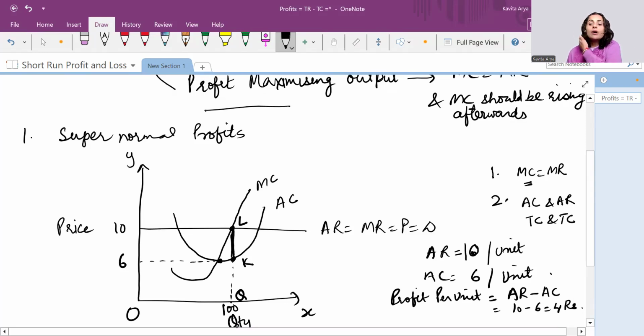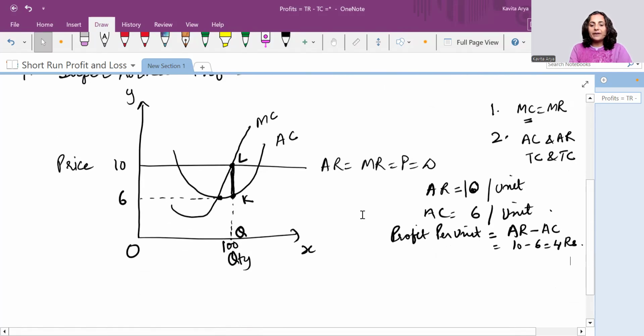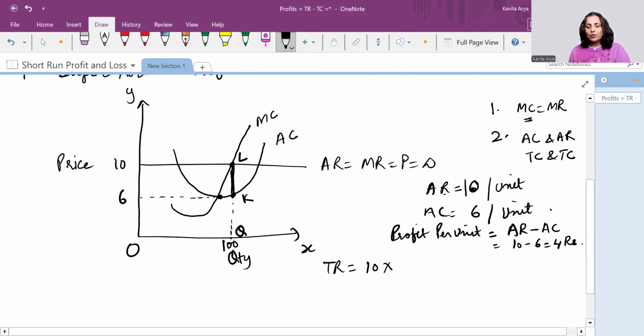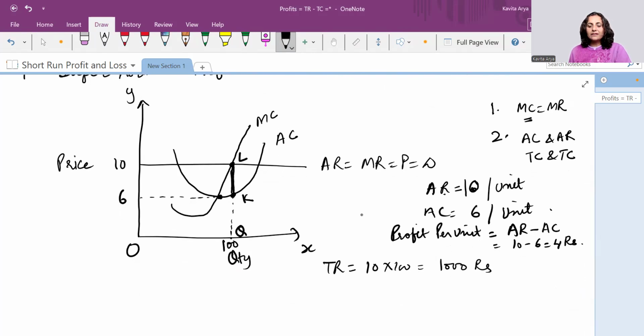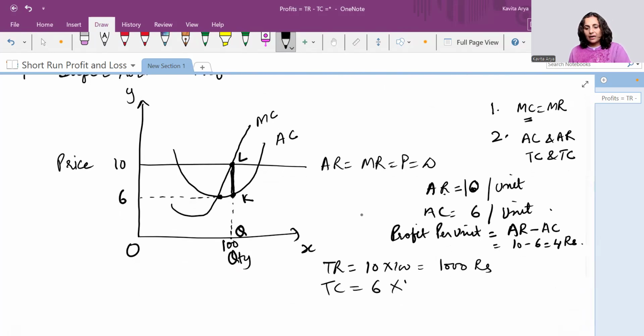So if we want to talk about the TC and TR, what it is going to be. We would multiply both of these statistics with the total quantity, that is 100 here. So TR becomes 10 into 100, that's equal to 1000 rupees. And TC, because we are making 100 units here, TC is equal to 6 into 100, that's equal to 600.